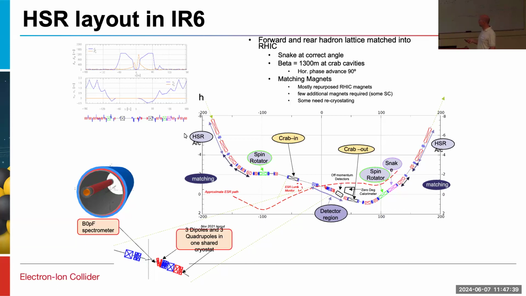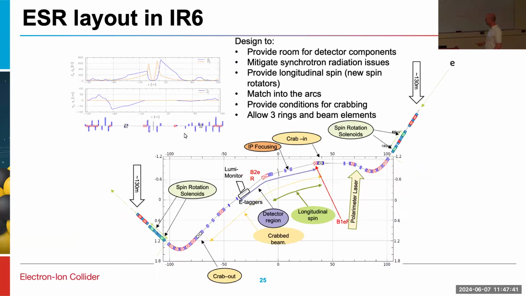So the next slide shows the electron interaction region, which looks sort of similar. So now we come from the upper right here, going through spin rotators and crab cavities, focus again to the IP. We have focusing elements on the outgoing side. We have a luminosity monitor here and e-taggers. And then we have to uncrab and get the spin back to vertical.